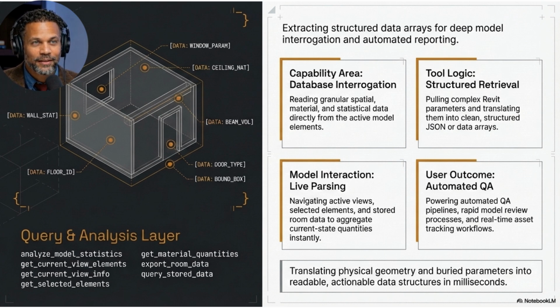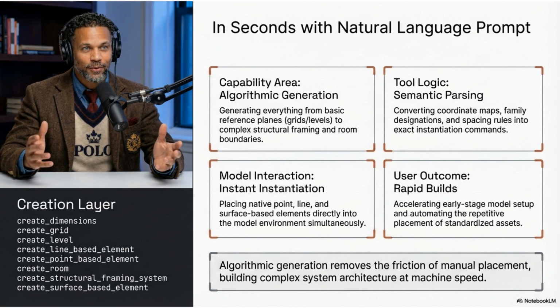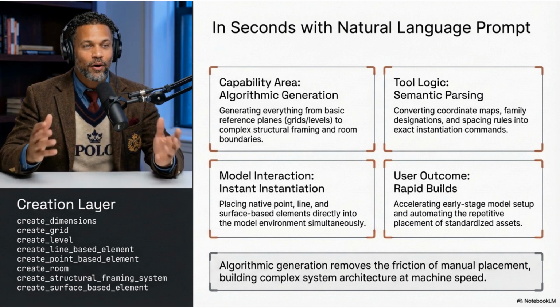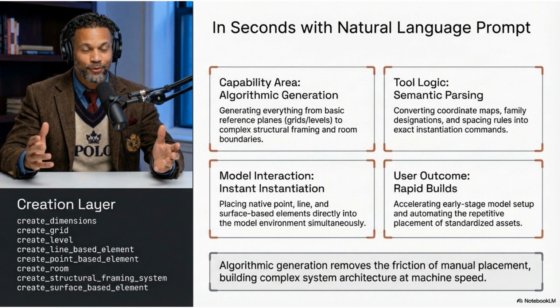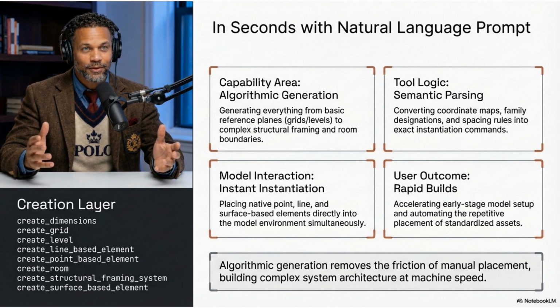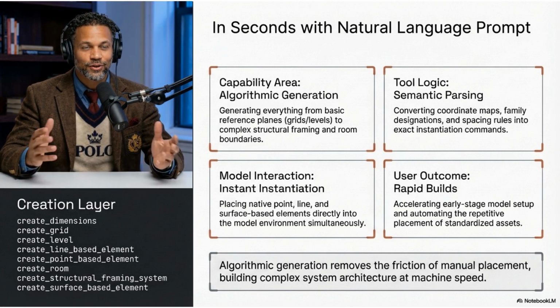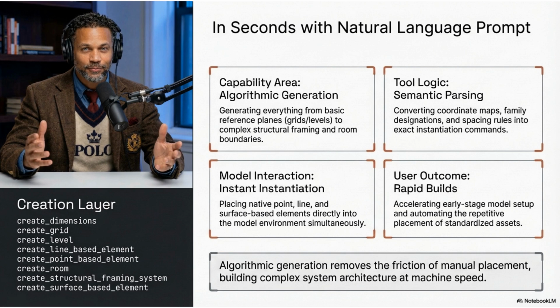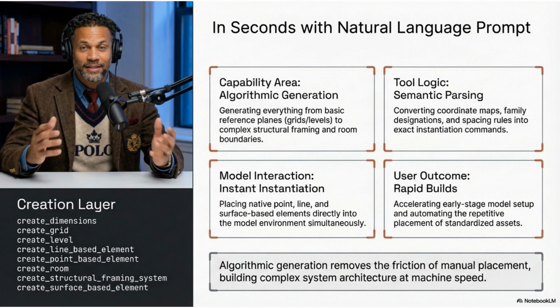This is the creation layer, where natural language starts behaving like a construction assistant with no coffee breaks and remarkably good spatial discipline. Through Digitalchemy, prompts can drive the instant creation of grids, levels, rooms, dimensions, line-based elements, point-based elements, structural framing, and surface-based systems directly inside the model. That means early stage setup, repetitive placement, and system generation can move at machine speed while the human stays focused on intent, logic, and design judgment.